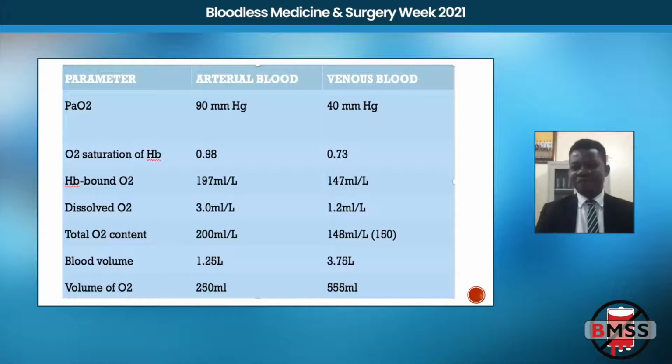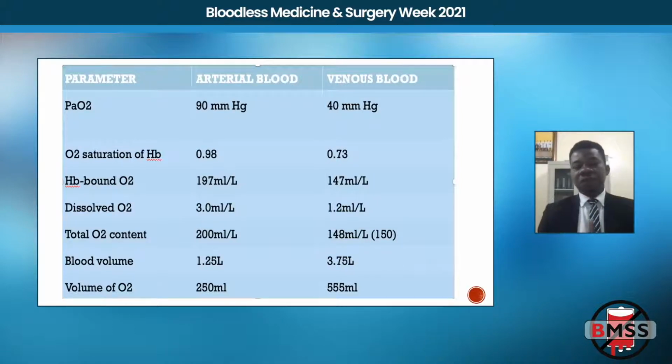Now, let's have a clear view of both the arterial blood and venous blood, because most of the blood is actually available in the venous circulation. The partial pressure of oxygen within the arterial blood is about 90 to 100 millimeters of mercury, whereas in the venous blood it is about 40 millimeters of mercury. Remember that at the arterial blood level, the hemoglobin binding capacity can saturate at about 98%, whereas in the venous blood, you have about 73 to 75%.